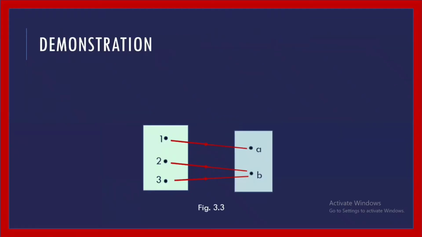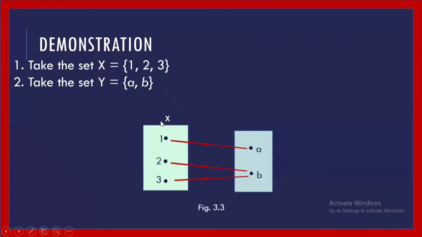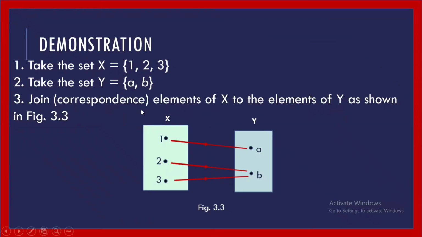Now let us see the demonstration part. So this was my complete figure 3.3, and I take the points on the first strip as the elements of set X. So X comprises 1, 2, and 3. Same way I take Y also. Y will be another set with elements A and B. So let us mark the set Y, and join the corresponding elements of X to the elements of Y as shown in figure 3.3. As I told you, 1 is joined to A, and 2 and 3 both are joined to B.